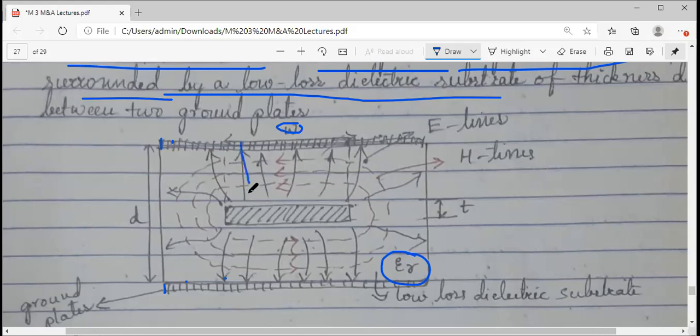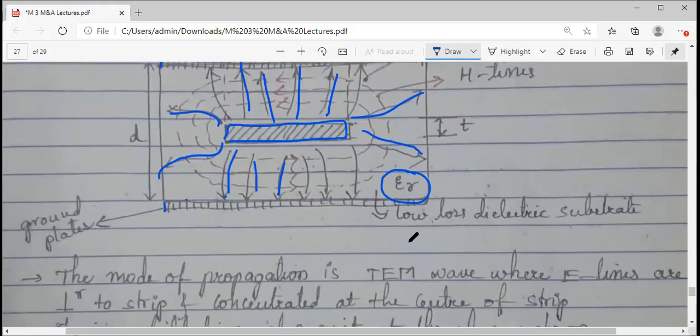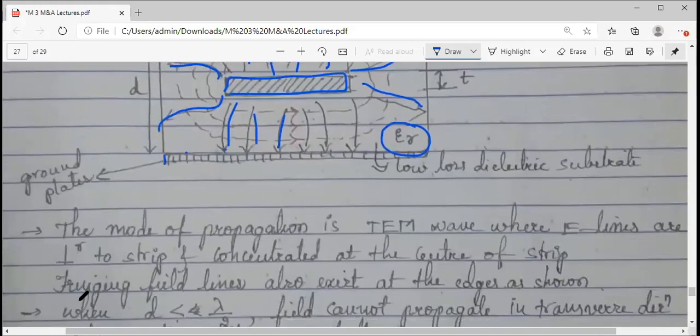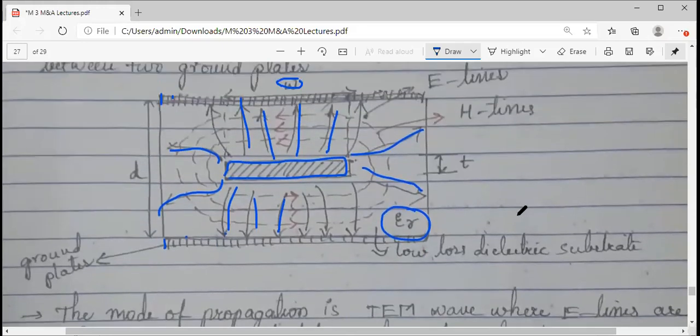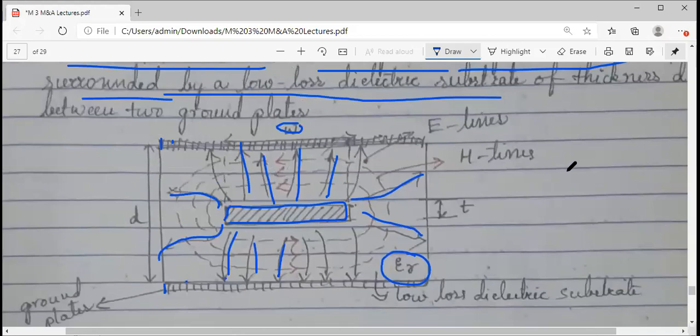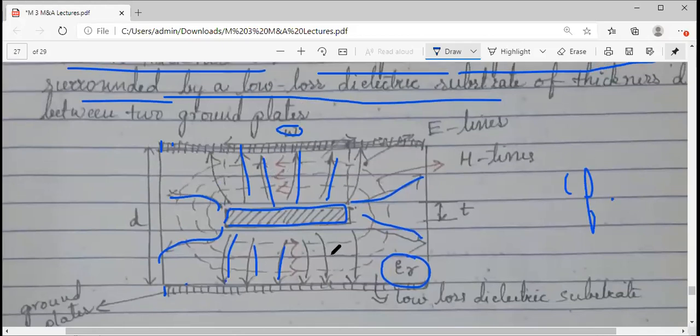The field lines you can see, whatever lines, the black color I have shown, these are the electric field lines. They are almost perpendicular to the strip. However, you also have some lines at the edges. We call them fringing field lines. Fringe means what? Edge. Hope you understand what fringe is. Even in the previous session, we saw the CF, the fringing capacitance, right?